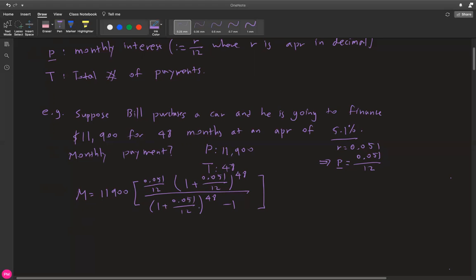This calculation may take you several tries to get the correct answer. So try a few different times to make sure you get a consistent answer. But if you were able to do this correctly, you should get $274 and 59 cents.